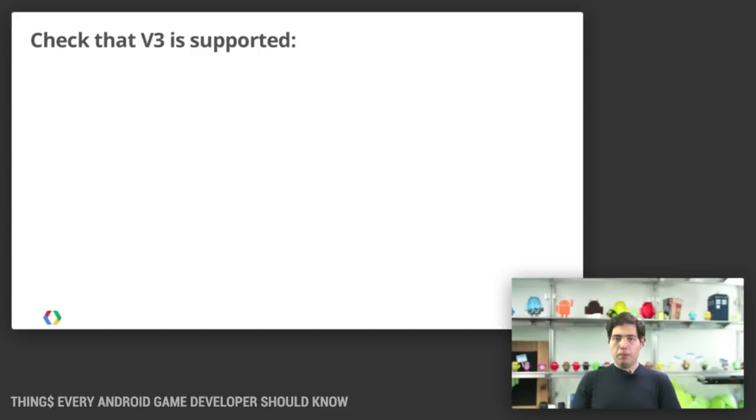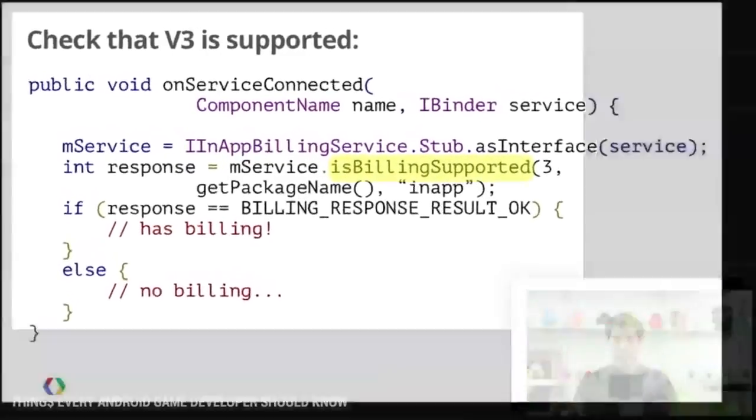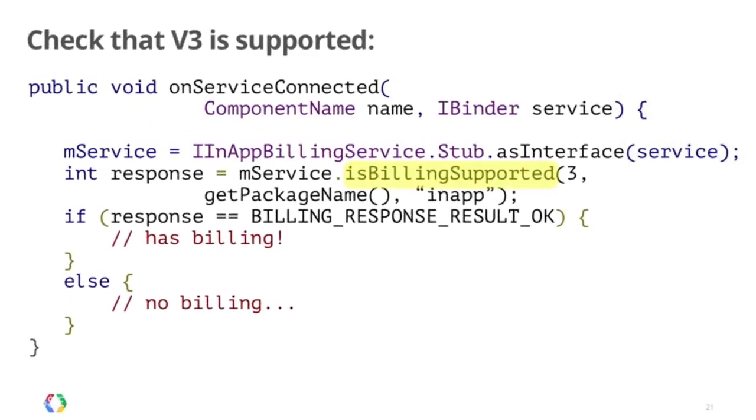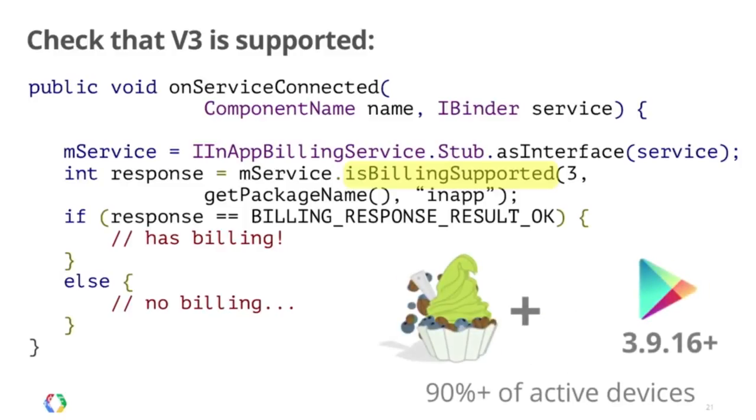Before you can make any v3 API calls, you have to check that it's actually supported. You can do that by using the isBillingSupported API call. The good news is that the in-app billing version 3 API is supported on all devices running Froyo and above, and a recent version of the Play Store, and that corresponds to over 90% of the currently active devices.